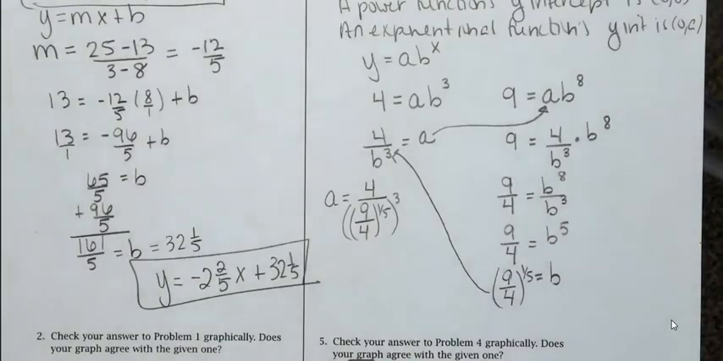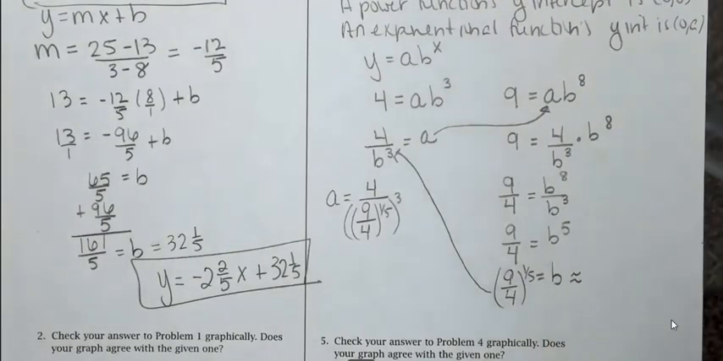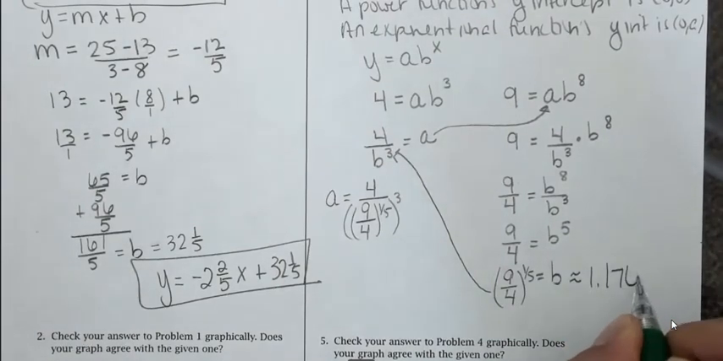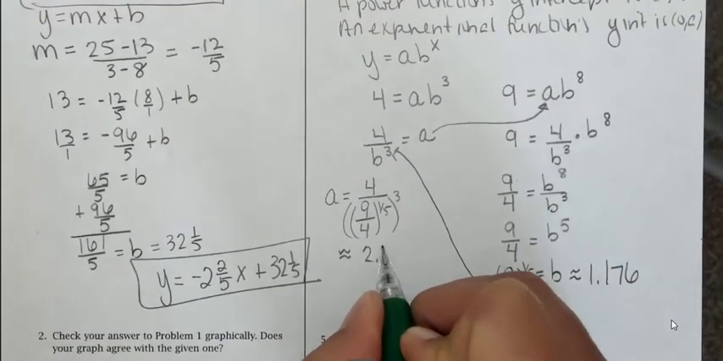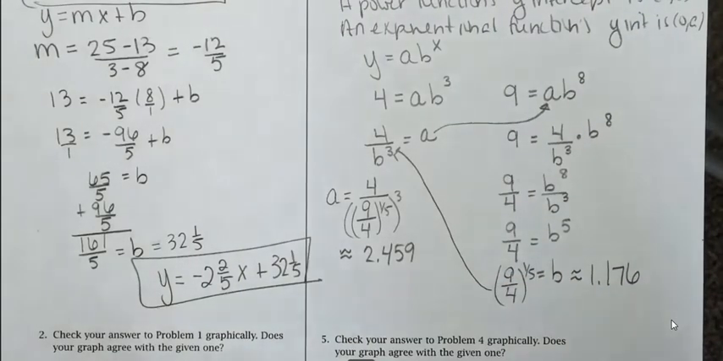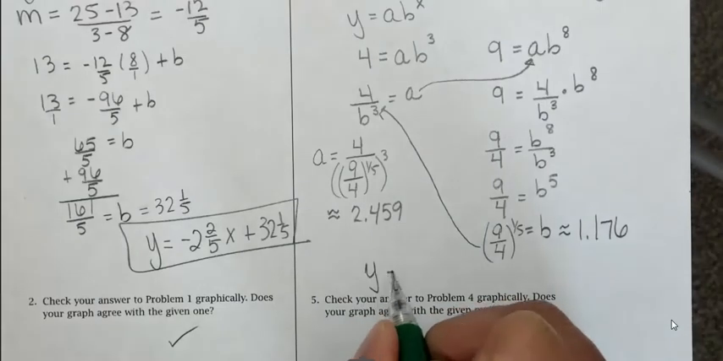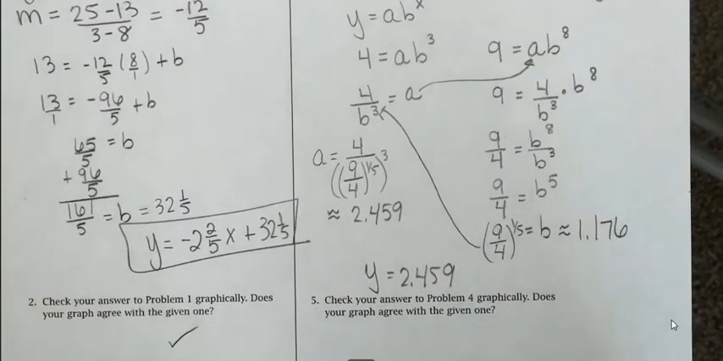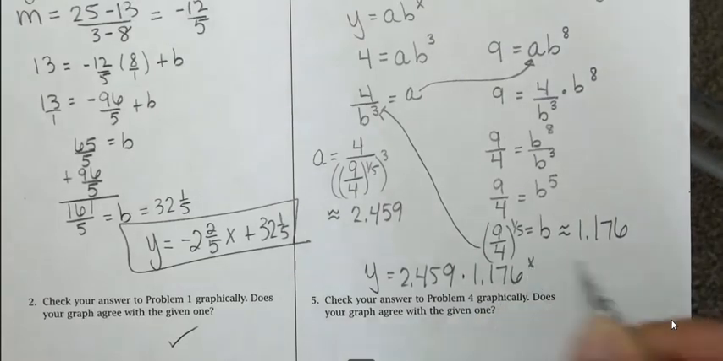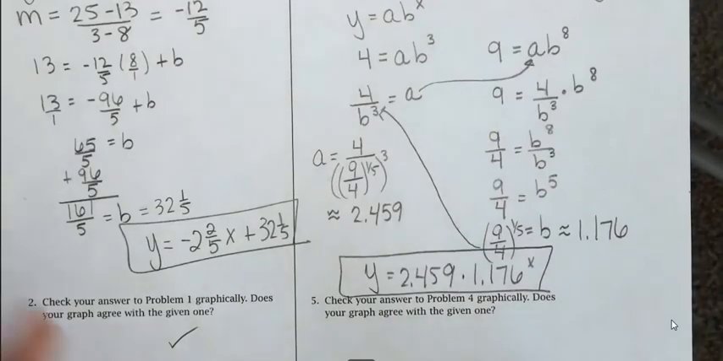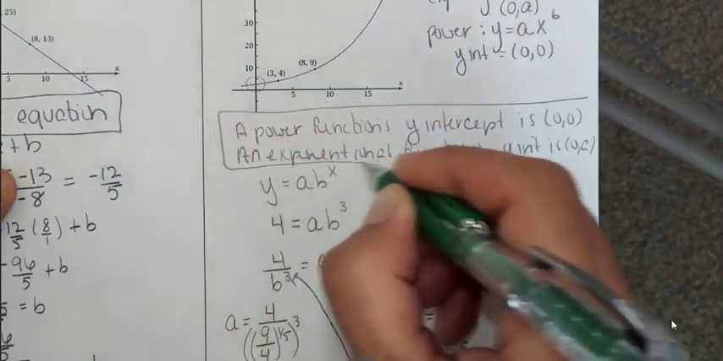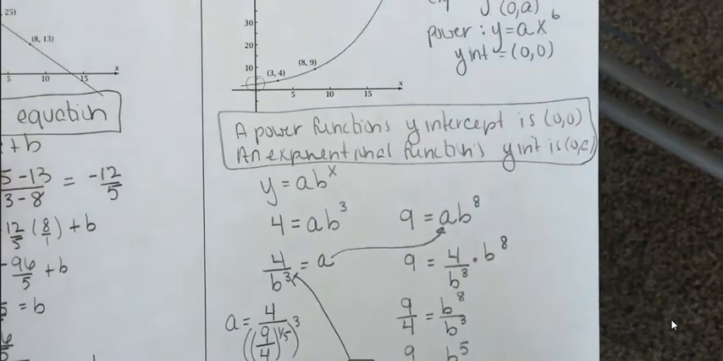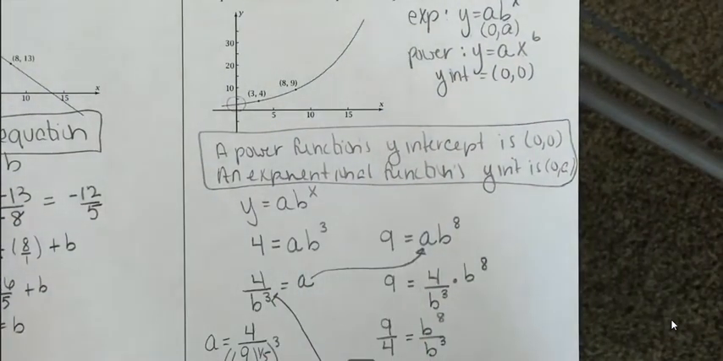Okay, so b is really approximately 1.176, and a is really approximately 2.459. So my final equation becomes y equals 2.459 times 1.176 raised to the x power. So that's the final equation. And this is our first answer to why this ends up being an exponential function, not a power function.